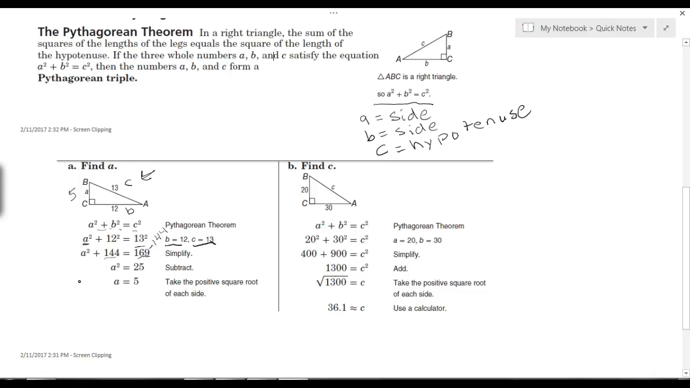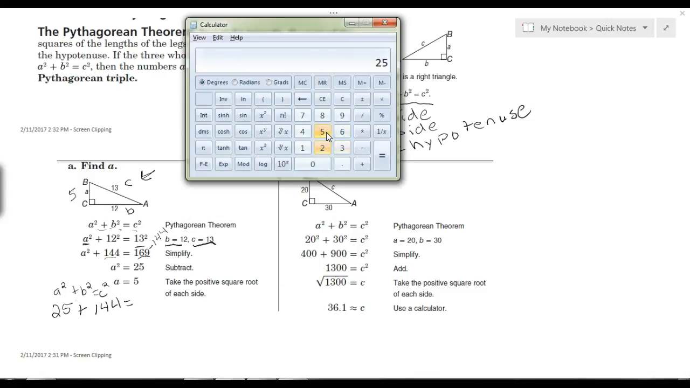And if you want, you can check that. So that would mean 25, because that's a squared, plus b squared, which is 12 squared, 144, should equal 13 squared. So let's go ahead and get our calculator for a moment. 25 plus 144 equals 169. We take the square root of that, and it does equal 13, which is our side C. So that means we found the correct answer.